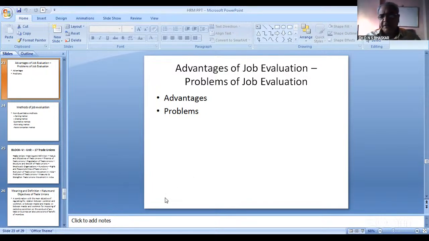And there are a number of problems also in that. Which job is important? All the jobs are important, as I told you. And how to assess the first level of job, how to assess the second level of job. Actually, is it so easy to categorize the jobs as first level, second level? The answer is no. Like that, there are certain problems also in that.